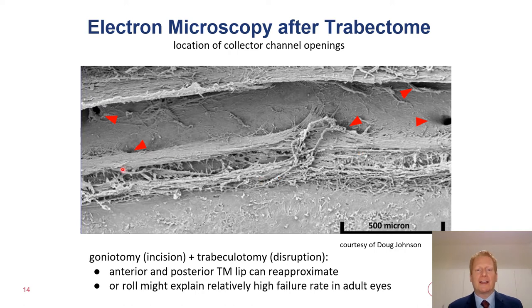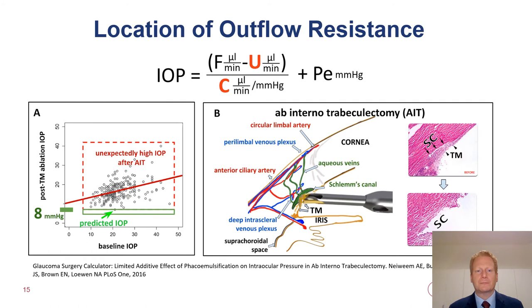So let's look again at the electron microscopy of the outer wall. We're now sitting in the eye, looking outwards towards the outer wall with the meshwork removed here. You cannot make out all orifices of the collector channels just so easily, but they're here and they're open. They are sometimes held open with hinges, something that not many people are aware of.